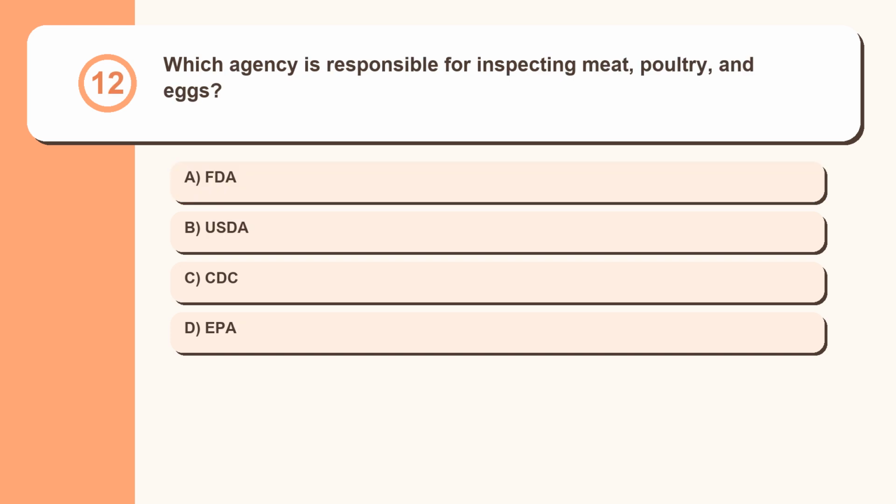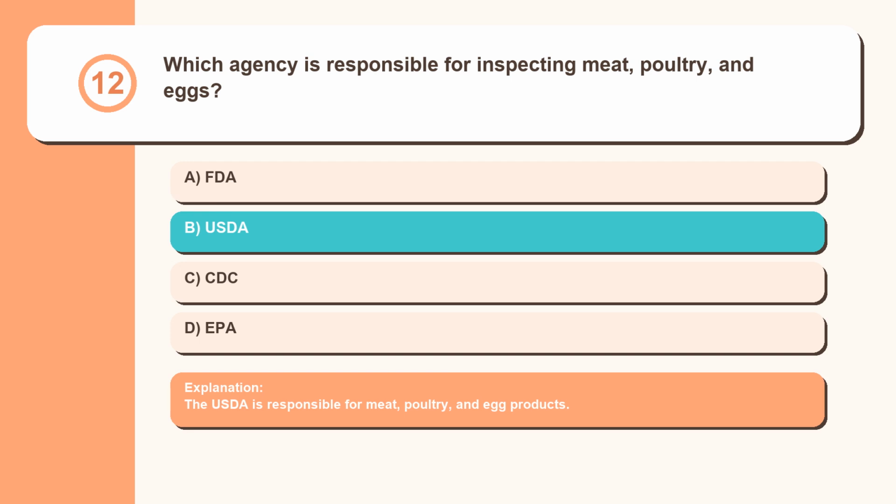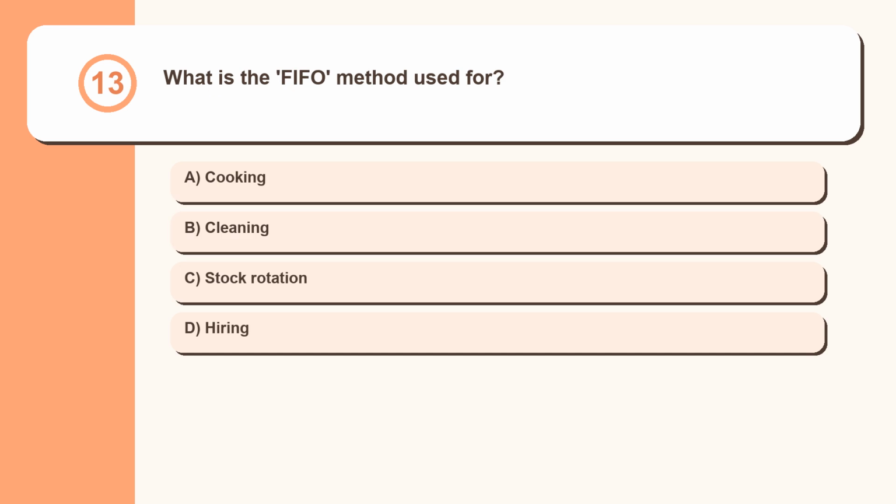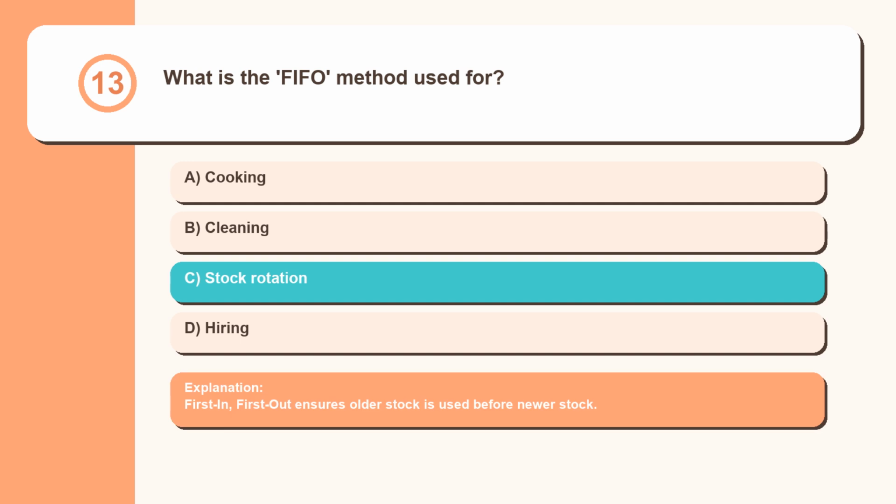Question 12. Which agency is responsible for inspecting meat, poultry, and eggs? FDA, USDA, CDC, BPA. The USDA is responsible for meat, poultry, and egg products. Question 13. What is the FIFO method used for? Cooking, cleaning, stock rotation, hiring. First in, first out ensures older stock is used before newer stock.